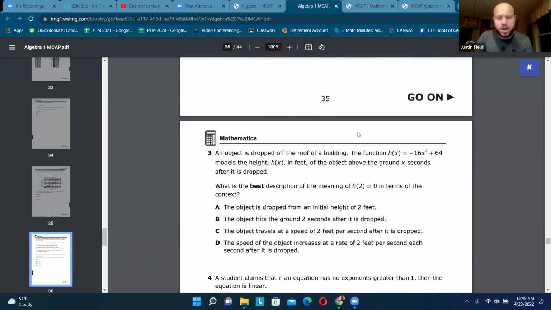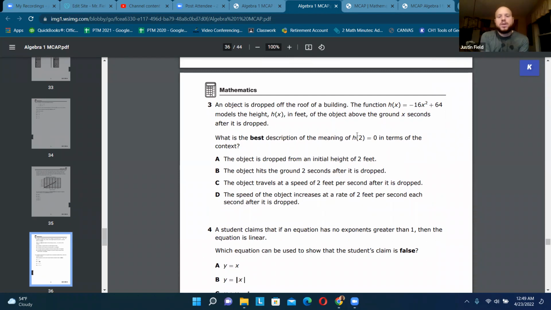All right, an object is dropped off the roof of a building. The function h of x equals negative 16x squared plus 64 models the height h of x, in feet, of the object above the ground x seconds after it is dropped. Quadratic function, all the way. Which is the best description of the meaning of h of 2 equals 0? So 2 is seconds, 0 is feet. That means the object hit the ground at 2 seconds.